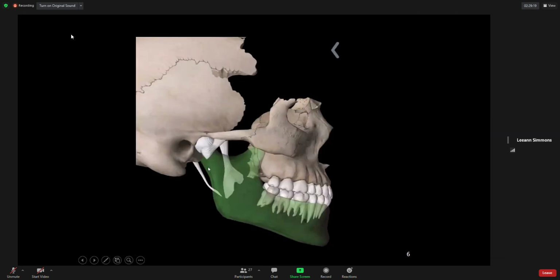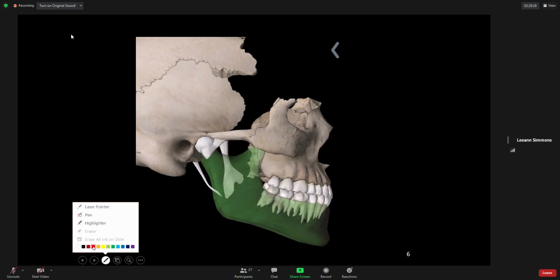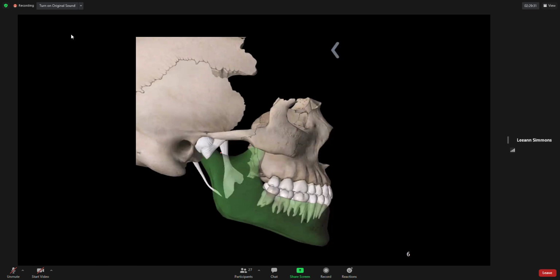Here's another image of the temporomandibular joint and the capsule enclosing it here in white. Circle it in pink. Or red, I guess, is the closest I have to pink on this image. So here is that joint of the condyle, and it's the capsule that's enclosing it.